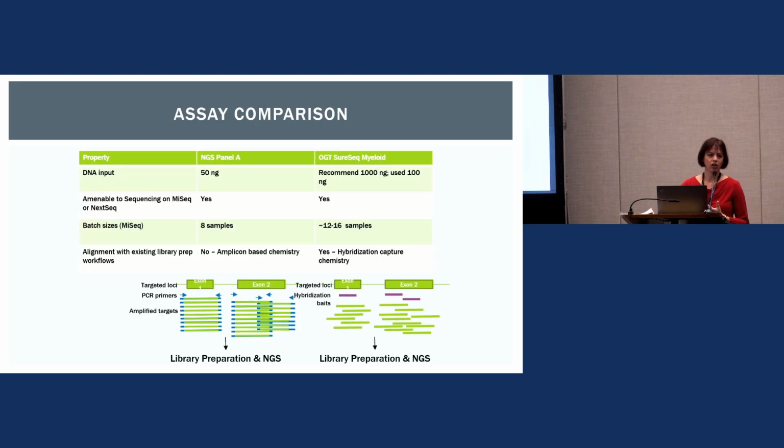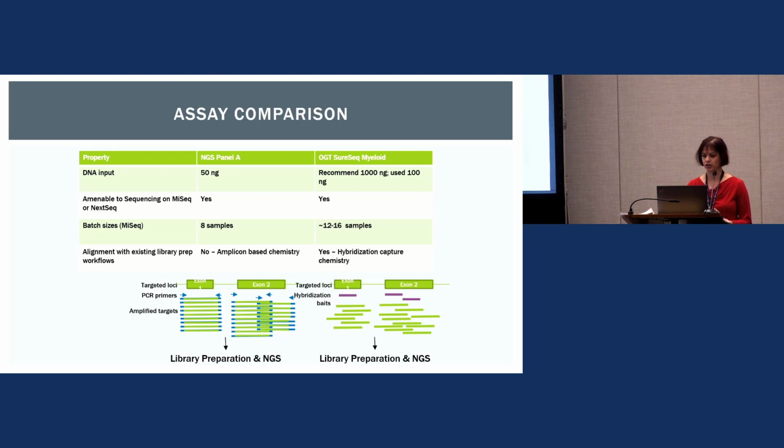But after we had launched that assay, we also did a continuous quality improvement project where we decided to compare our results from the NGS panel that we were currently using to an OGT SureSeq Myeloid panel. Sorry, didn't mean to mess up that name. Ultimately, we were looking at the exact same genes, but there were some very important differences in the chemistry that we wanted to see.